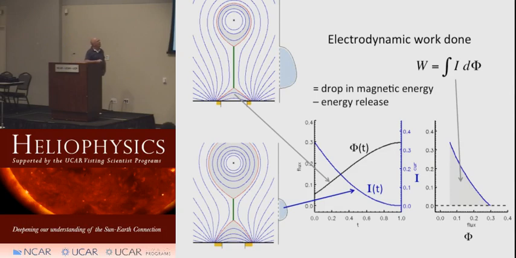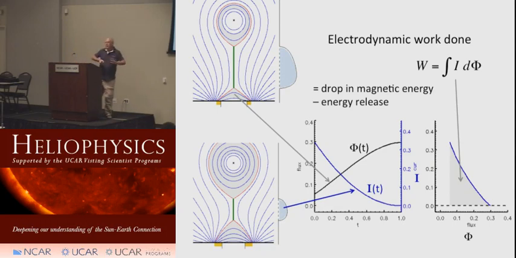If you take the current and the flux, and instead of plotting it as a function of time, I plot one versus the other, I plot current versus flux. Now I'm in a position to do this integral. The integral of I d phi is, if you go all the way back to probably sophomore year of college as a physics major, the electromagnetic work done by the reconnection.